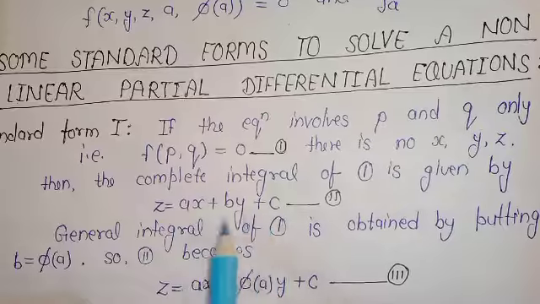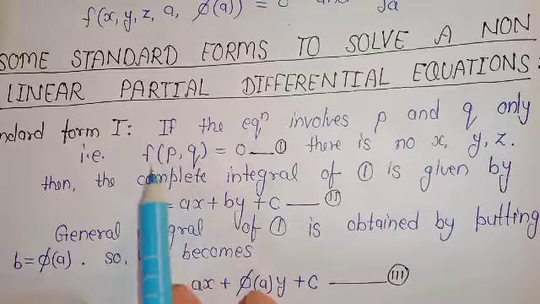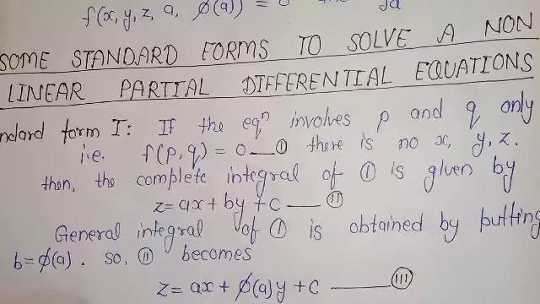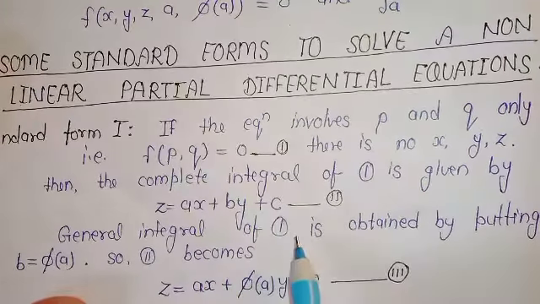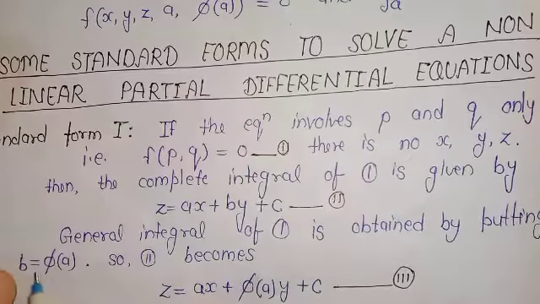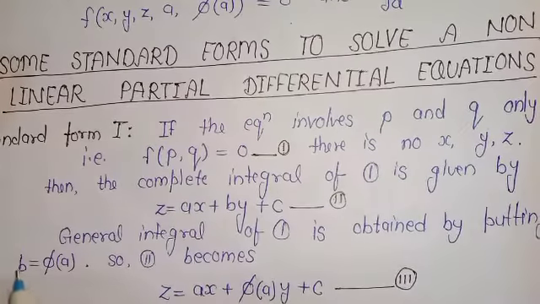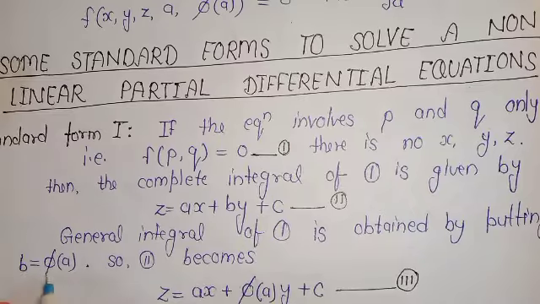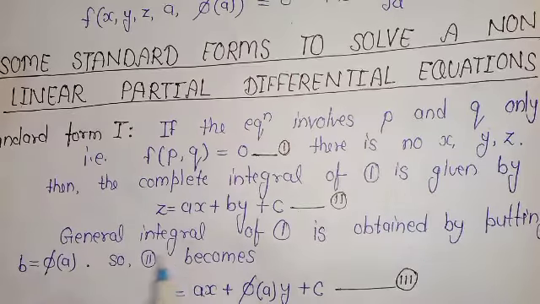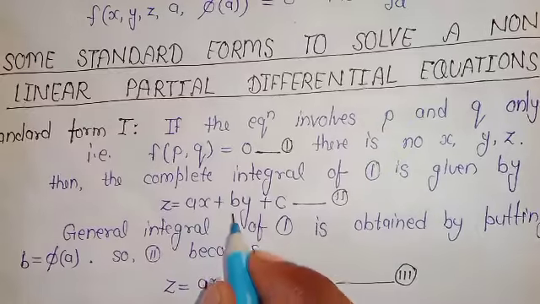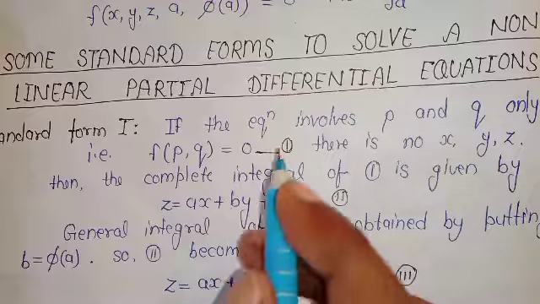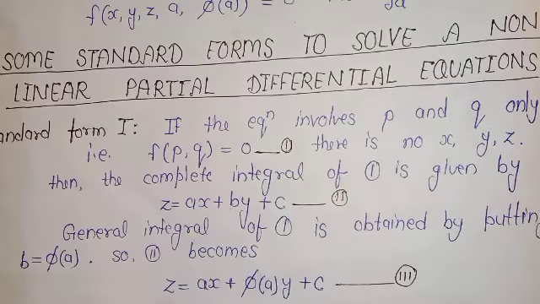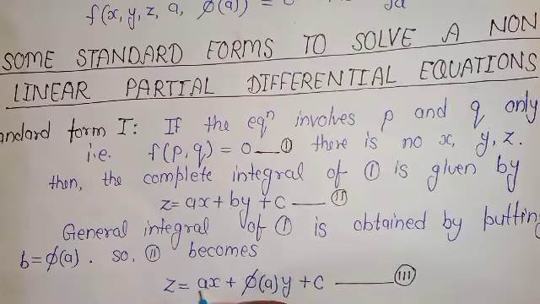So remember this always, that this must be the complete integral for the given equation when it is present in p and q only. The general integral for equation 1 is obtained by putting b as phi of a. I told you that if we put the second arbitrary constant as a function of the first arbitrary constant, then we can get the general integral. So we can put b equal to phi of a, then it becomes the general integral for equation number 1.